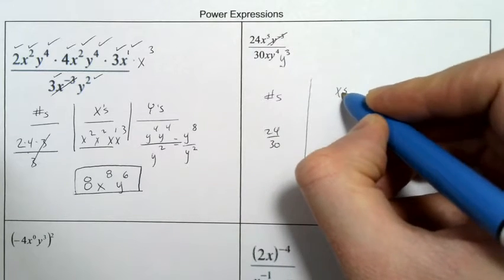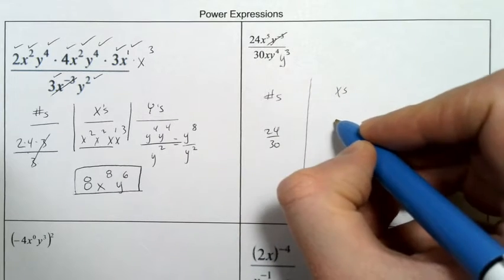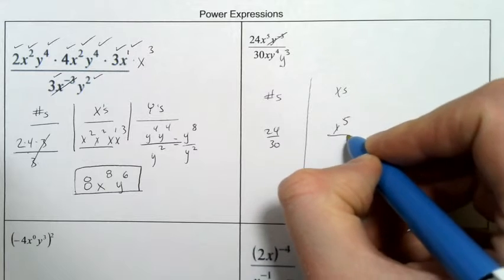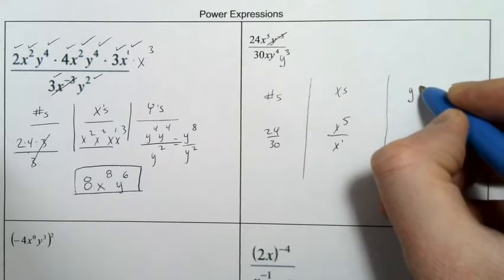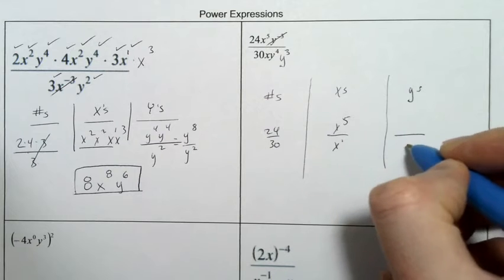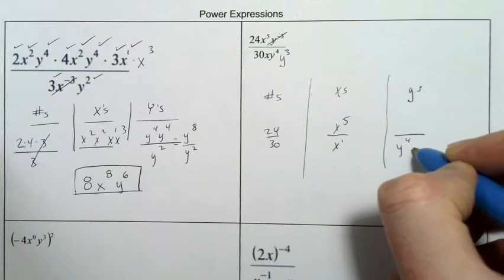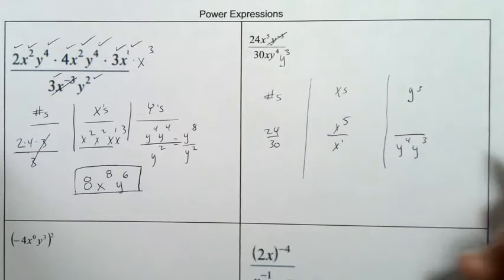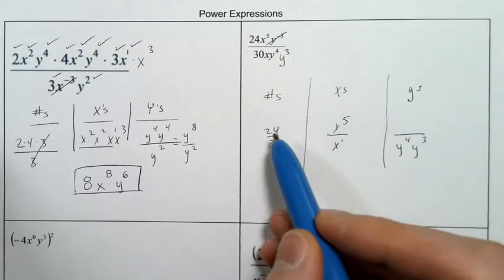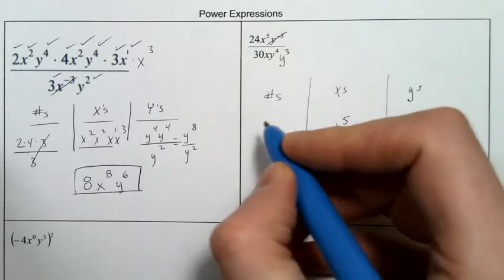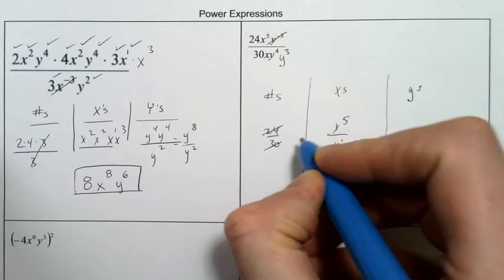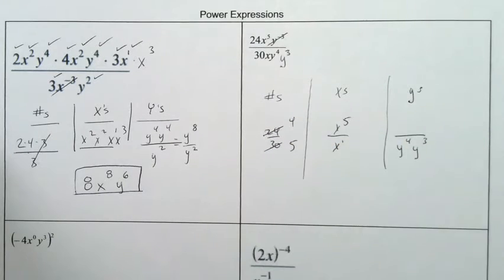My x's, I only have x to the 5th on top, x to the 1 on bottom. And my y's, I only have y to the 4th and y to the 3rd on bottom. So we're going to simplify this just like you learned in middle school, nothing special here. 24 and 30, you can divide 6 out of both. When I divide by 6, I get 4/5.